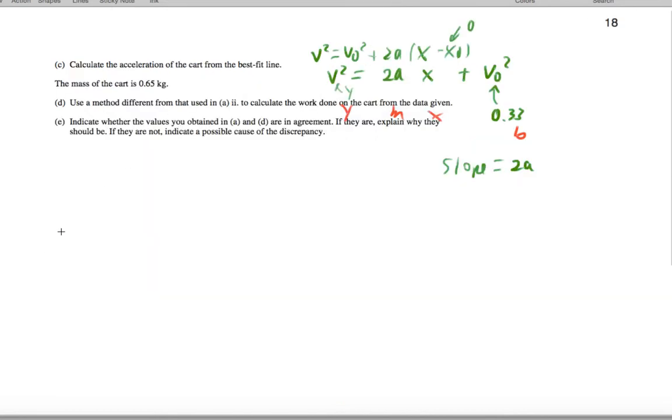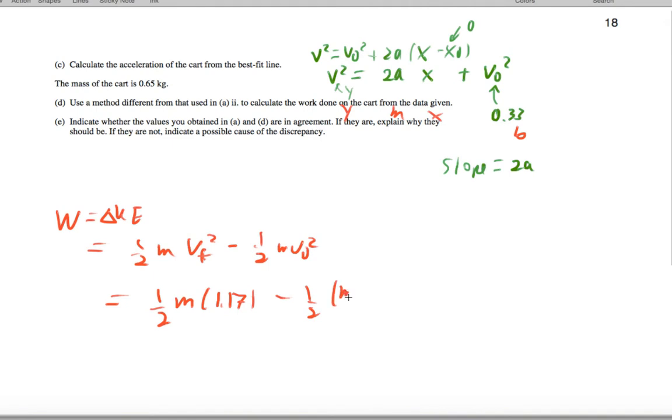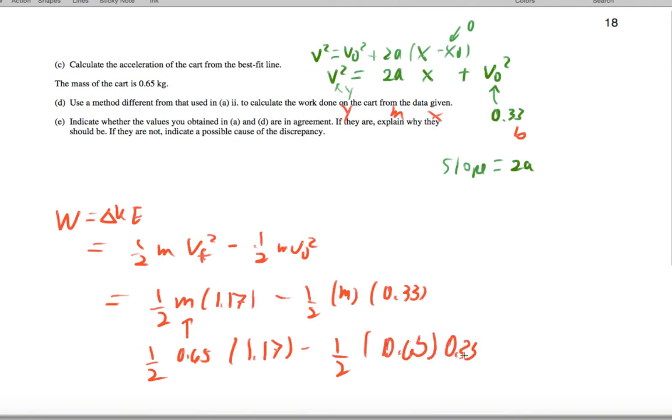Now for part D, we're going to use a different method to calculate the work done. Since we know work is the change in kinetic energy, let's go ahead and use that. So I have 1/2 m v final squared minus 1/2 m v initial squared. That's going to be 1/2 times m times 1.17 minus 1/2 times m times 0.33. I forgot to put that m is 0.65. So 1/2 times 0.65 times 1.17 minus 1/2 times 0.65 times 0.33, and I'm going to get roughly about 0.28 joules.